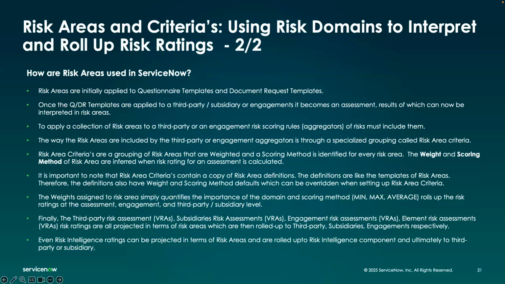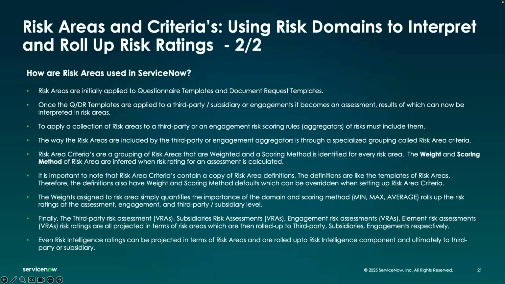When assessments, whether for a third party, engagement, or element, are completed, their risk ratings are processed through the risk area criteria. This allows those risk ratings to roll up cleanly to the right component, be it the engagement, subsidiary, or third party, while maintaining the granularity of the risk domain. And yes, even risk intelligence ratings from external providers can be mapped to risk areas, making it possible to integrate external insights into the same roll-up structure for a unified third party risk profile.